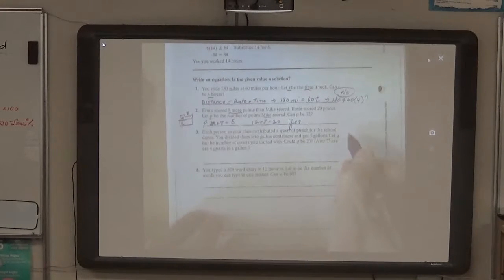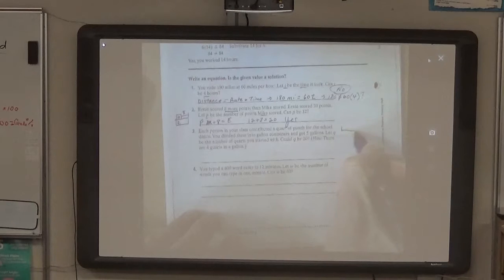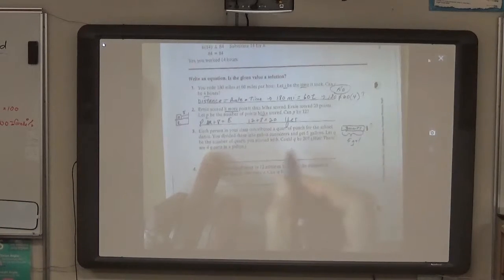So again, I like to model these because you can see what's happening here. Each person in your class contributed a quart. So you started with a whole bunch of quarts, and it ended up being 5 gallons. So this number of quarts equals 5 gallons. Let Q be the number of quarts. We don't know how many there were.